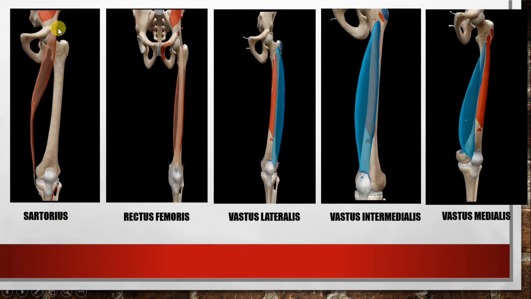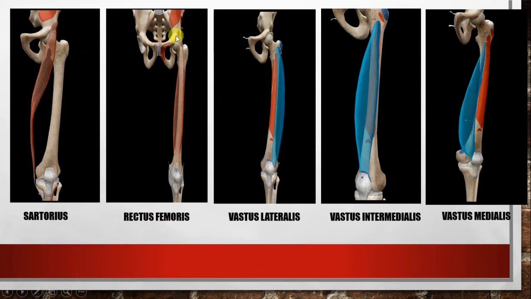First one is the sartorius. You can see it's arising from the anterior superior iliac spine, crossing obliquely towards the medial side and attached to the medial aspect of the tibia, the medial condyle of the tibia. If it contracts, it moves the leg laterally. It does flexion as well as external rotation.